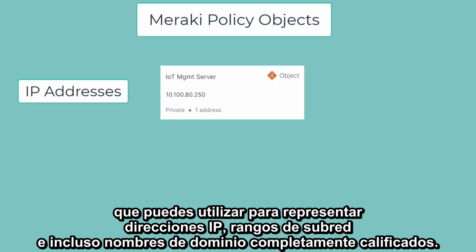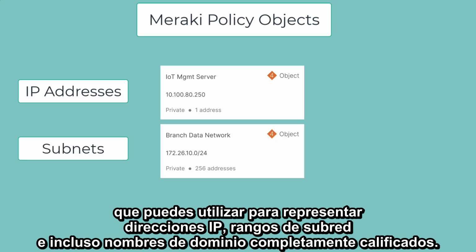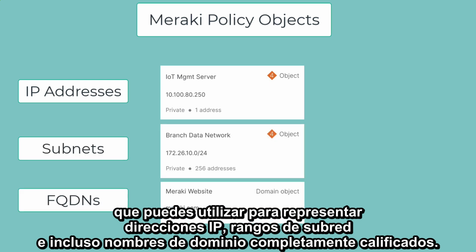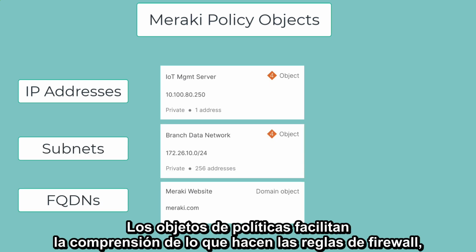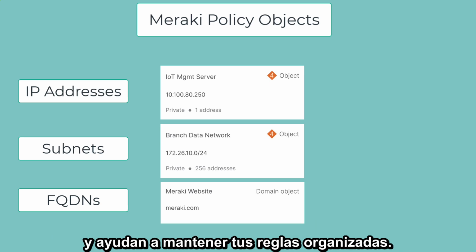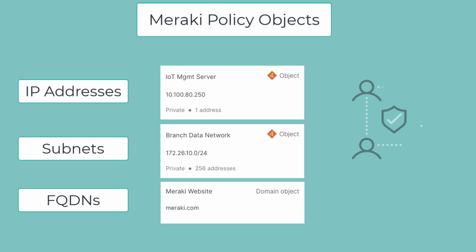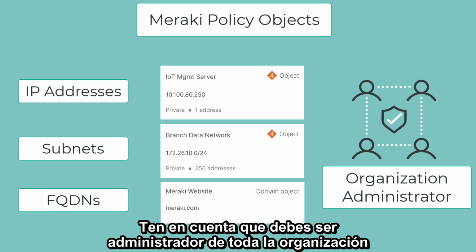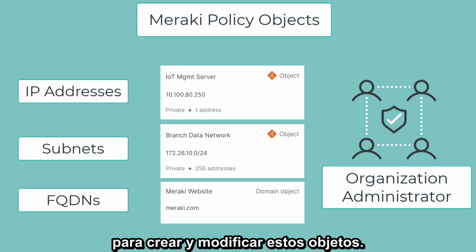Network policy objects are labels that you can use to represent IP addresses, subnet ranges, and even fully qualified domain names. Policy objects make it easier to understand what firewall rules are doing and help to keep your rules nice and tidy. Note that you do need to be an organization-wide administrator to create and modify these objects.